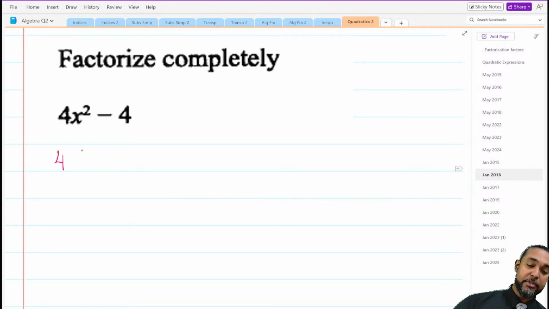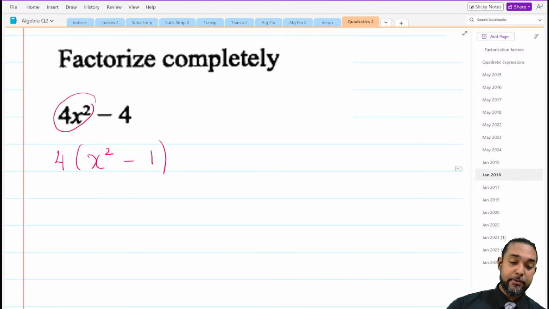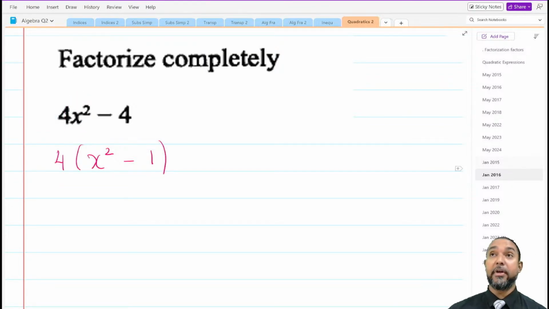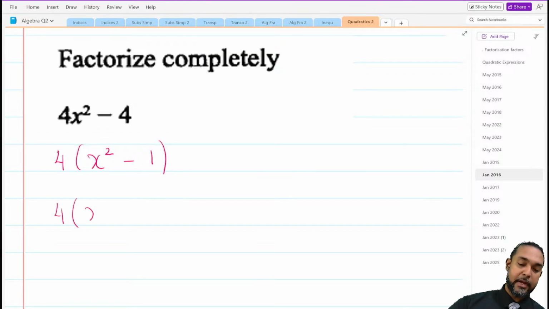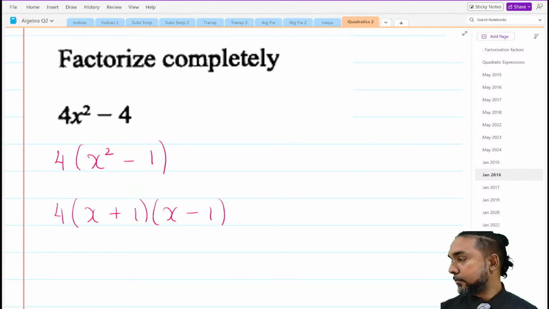If you take out the 4, what goes in the bracket is x squared minus 1, because we divide. When we divide 4x squared by 4, it'll cancel, leaving us with x squared. And when you divide 4 by 4, you get 1. Now, in the bracket, is x squared minus 1 still a difference of 2 squares? Yeah, because we're subtracting 2 and only 2 terms, and they're each square terms. So what we'll get here is x plus 1 by x minus 1, or x minus 1 by x plus 1.